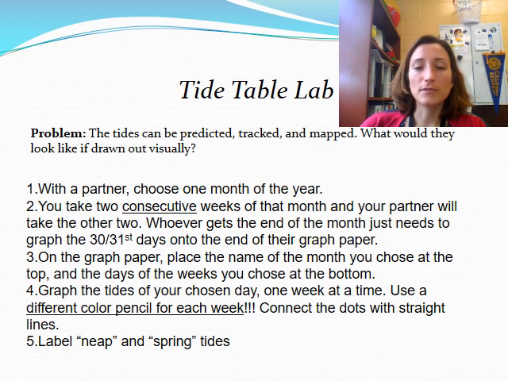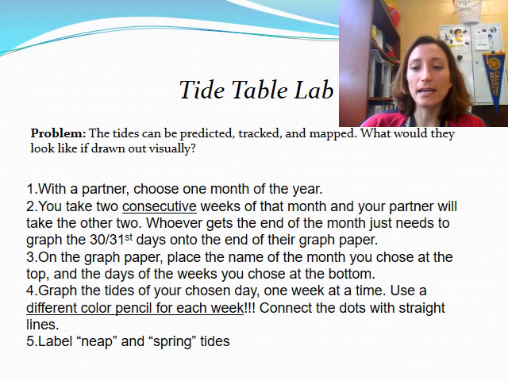If you work with a partner, what you're going to do is take 2 consecutive weeks of that month, weeks that tie together, and then your partner will take the other 2. And whoever happens to get the end of the month, you just need to graph the 30th and 31st days, if they have 31 days, onto the end of your graph paper. So on the graph paper, what you're going to see a picture of in just a second, I've modified basically a graph paper for you, so it works for this lab.